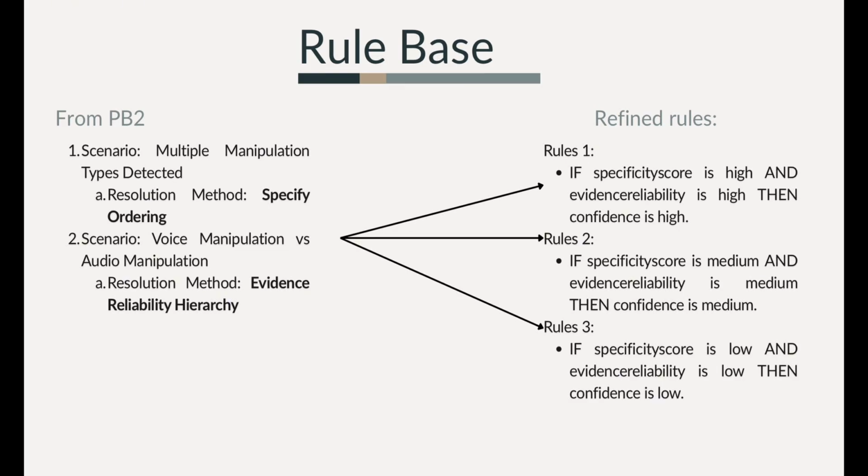The first rule states: if specificity score is high and evidence reliability is high, then confidence is high. Next, we have: if specificity is medium and reliability is medium, then confidence is medium. Finally, if specificity is low and reliability is low, then confidence is low.